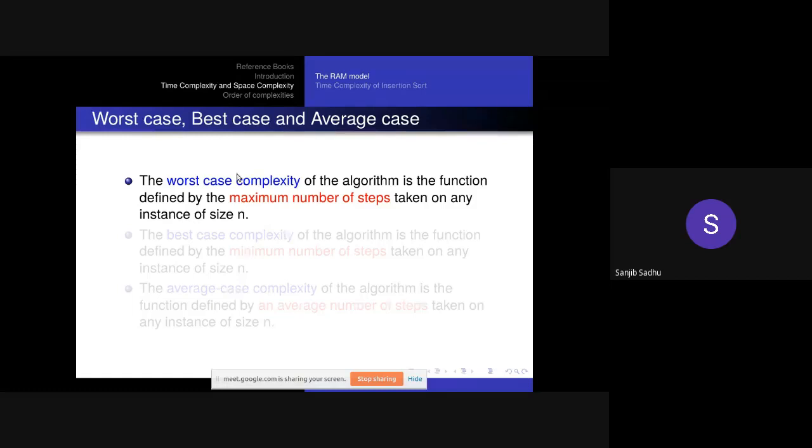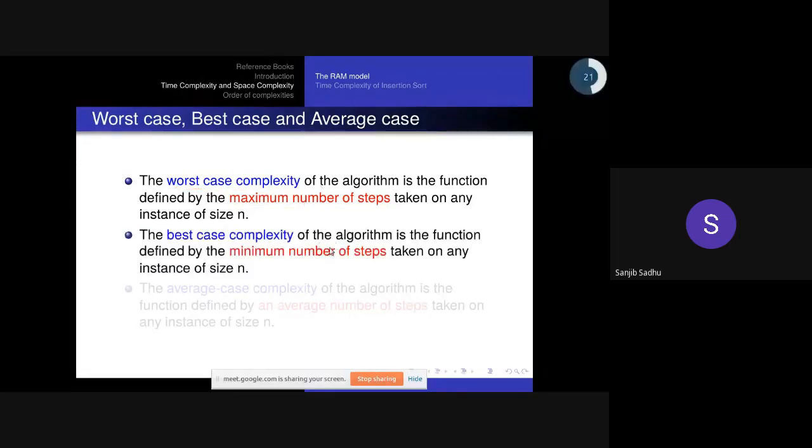What is the worst case complexity? What do you mean by worst case complexity? Worst case complexity of an algorithm is the function defined by the maximum number of steps taken on any instance of size n. That is called worst case complexity. Best case means the minimum number of steps taken on any instance of size n.